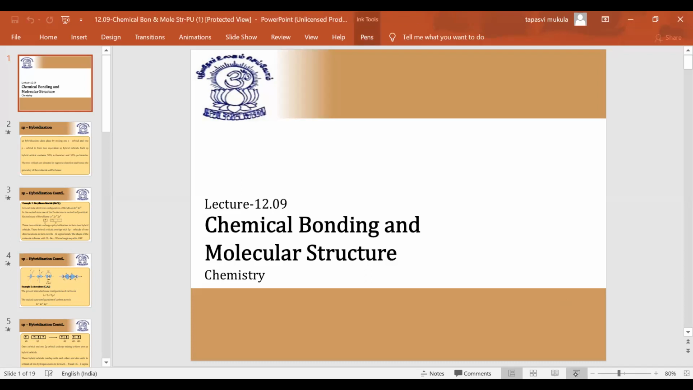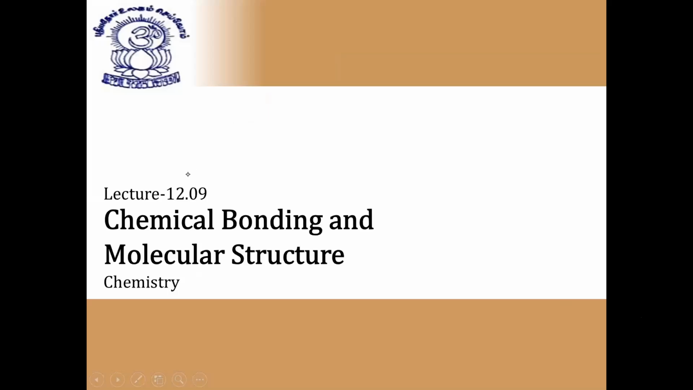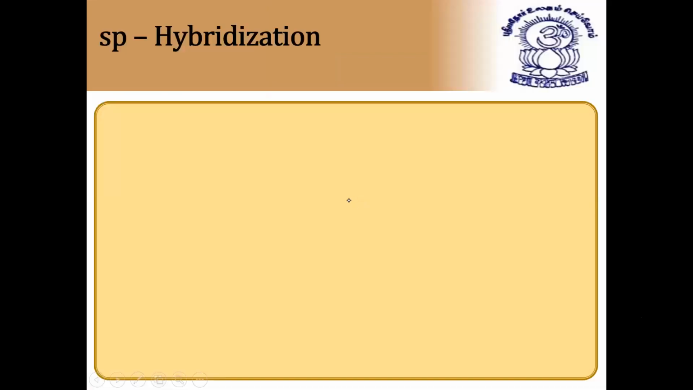Hybridization is nothing but the intermixing of atomic orbitals to form new equivalent orbitals of almost the same energy. And we have different types of hybridization. First we'll discuss what is sp hybridization. As I already mentioned in the last class, we are discussing all the types of hybridization and also how to find hybridization. So let us start the class now.